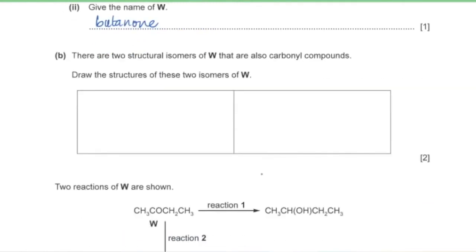There are two structural isomers of W that are also carbonyl compounds. Show the structures of these two isomers of W. So carbonyl compounds include ketones and aldehydes. W is C4H8O. So the two structures which they are asking us to draw could be of aldehyde groups. One could have the aldehyde group on the very first carbon atom, and the second could again have an aldehyde group on the first carbon atom, but a methyl group on the second carbon atom.